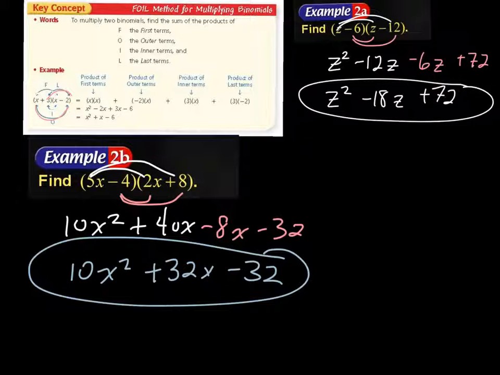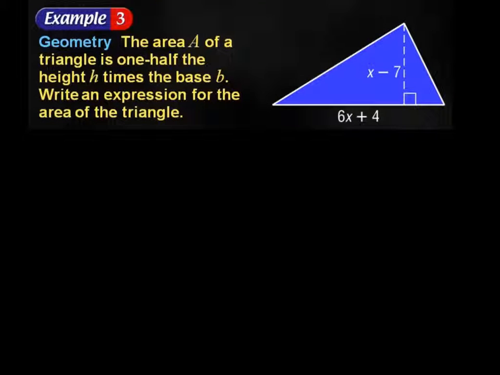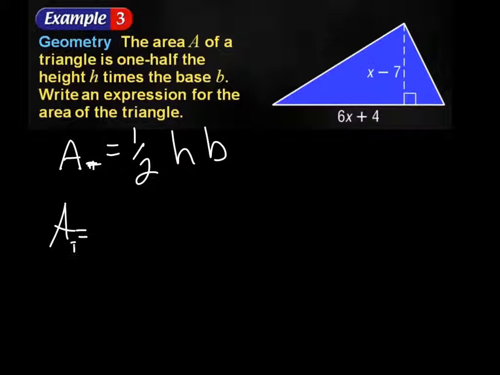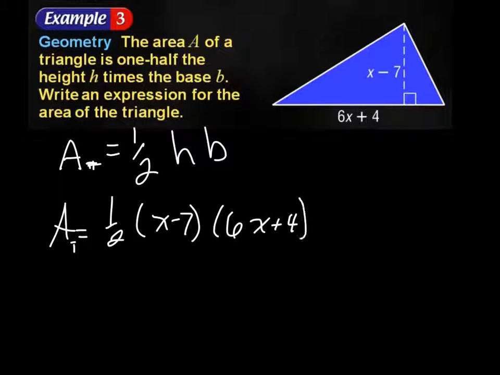look at a geometry connection. The area of a triangle is 1/2. Okay, we know this. The area of a triangle is 1/2 the height times the base. Okay, yep, we know that. Writing an expression for the area of the triangle. That's supposed to be a t. So all we're going to have to do is put in, I like my little t, 1/2. The height, they gave us the expression x minus 7 and 6x plus 4.